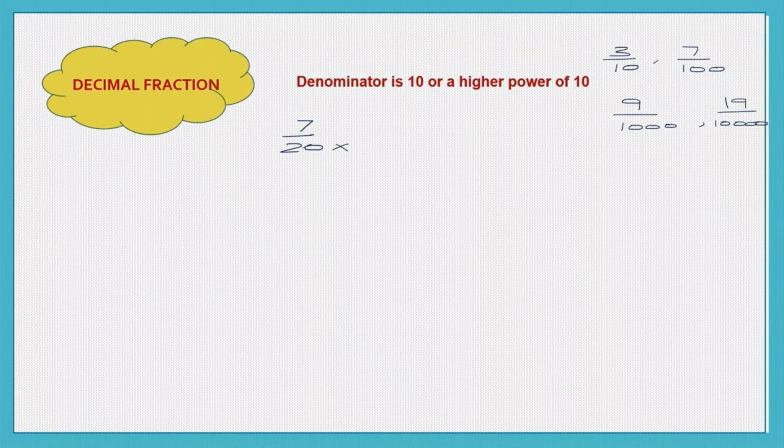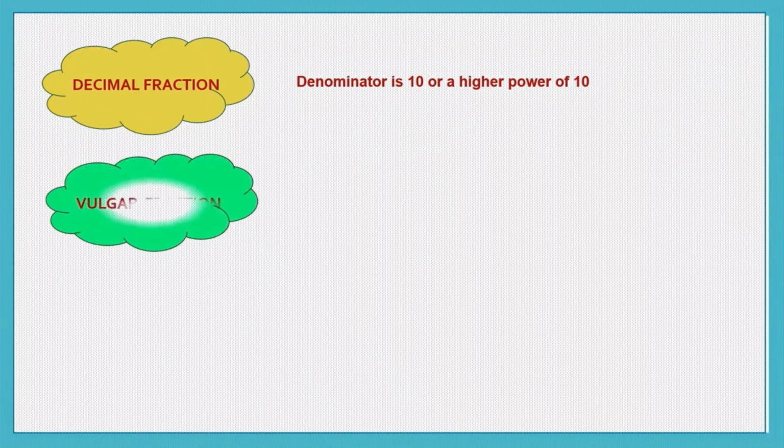If I multiply 20 by 5, what will I get? 100, isn't it? So now I've got 100. So when I multiply the denominator by 5, I have to multiply the numerator also by 5. So what do I get here? 7 5s are 35. So now what is my fraction? 35 by 100. Now the denominator is 100, so it is a decimal fraction. That means if I have a fraction like this, 7 by 20, where 20 can be converted to a higher power of 10, then 7 by 20 is also called a decimal fraction.